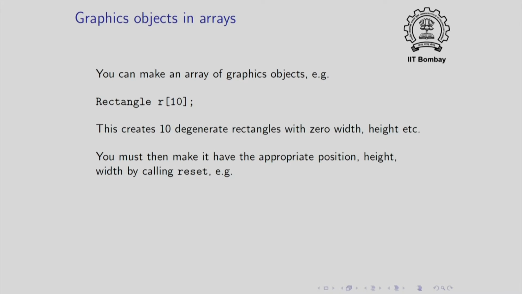To give these arrays the position and height, width, etc. that you really want, you have to reset them. For example, you may write R[5].reset and pass the arguments 100, 100, 50, 70. In a similar manner, you can reset other graphics objects. For example, if you want arrays of circles, you can do things exactly in this manner.